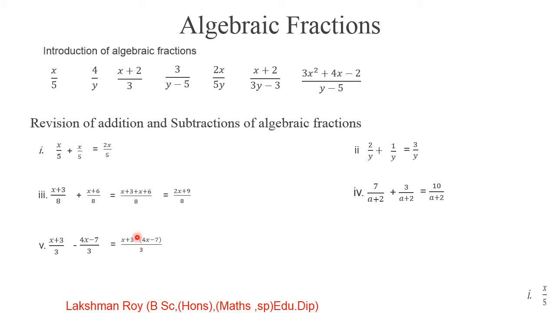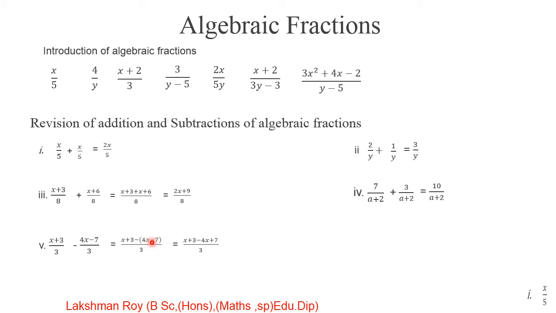Now in the next step, you can remove the bracket. That means the negative sign should multiply by the 4x and also the 7. What happens? x plus 3 remains unchanged. Here the negative sign times 4x, negative multiplied by positive gives negative. Here also the negative should multiply by negative 7, that means negative multiplied by negative, that is positive.